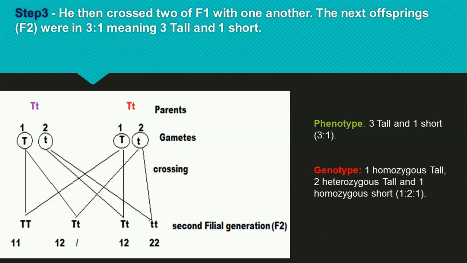So let's go through the second filial generation. We have 1 homozygous tall. Don't forget that capital letter means that is what you can see, what is expressed. So the 2 at the middle, they are 2 heterozygote tall, and the last, small letters tt, are the 1 homozygote short. And that is in ratio 1:2:1.